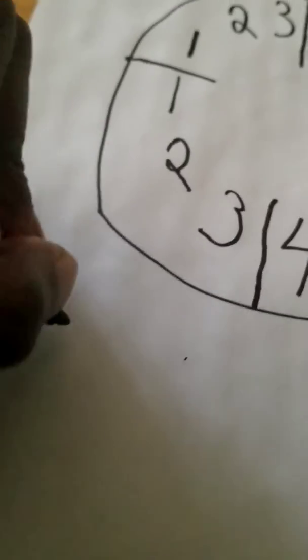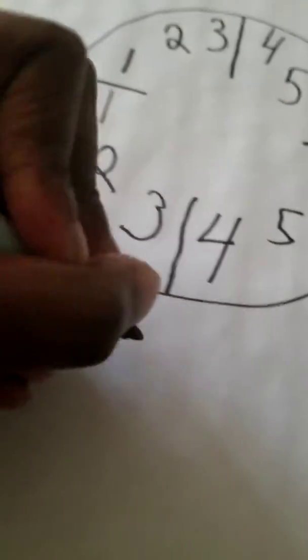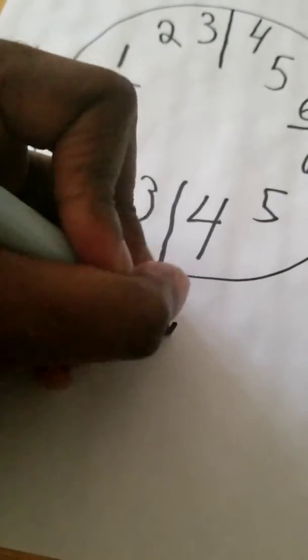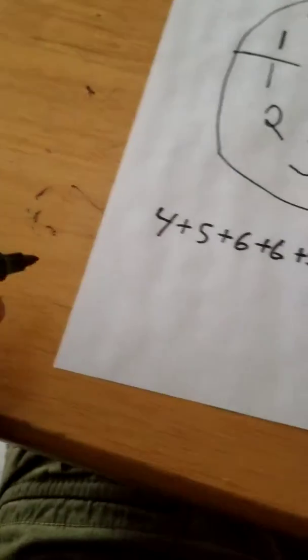So 4 plus 5 plus 6 plus 6 plus 5 plus 4 plus 3 plus 2 plus 1 plus 1 plus 2 plus 3 equals 42. Added all those up, 42.